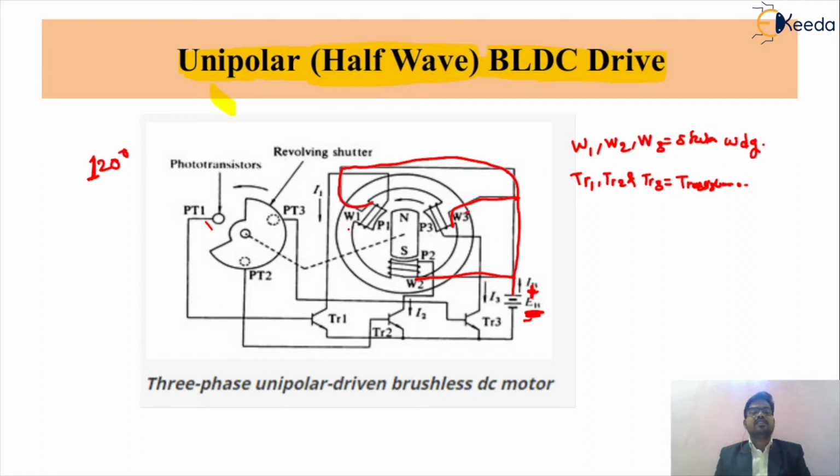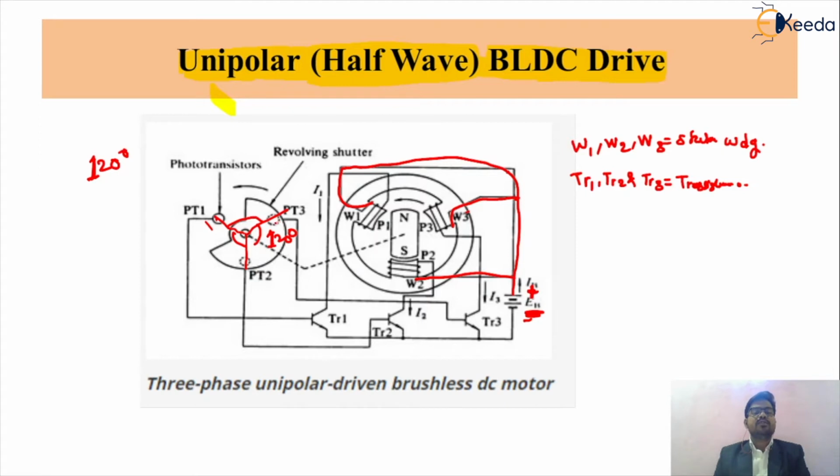Now we want to understand the second part. What do we mean by the second part? The second part is very important while completing the circuit, because as per the fundamental concept, these three phototransistors are kept 120 degrees apart from each other. So the angle between PT1, PT2 and PT3 will be 120 degrees. This is a very important concept in connection with the unipolar BLDC drive.